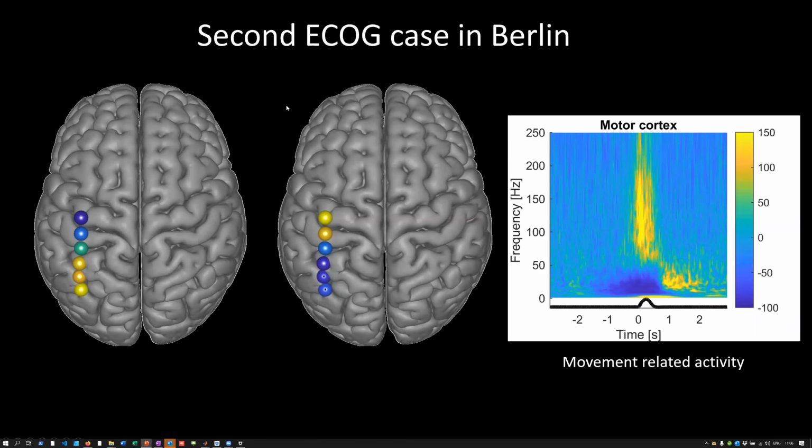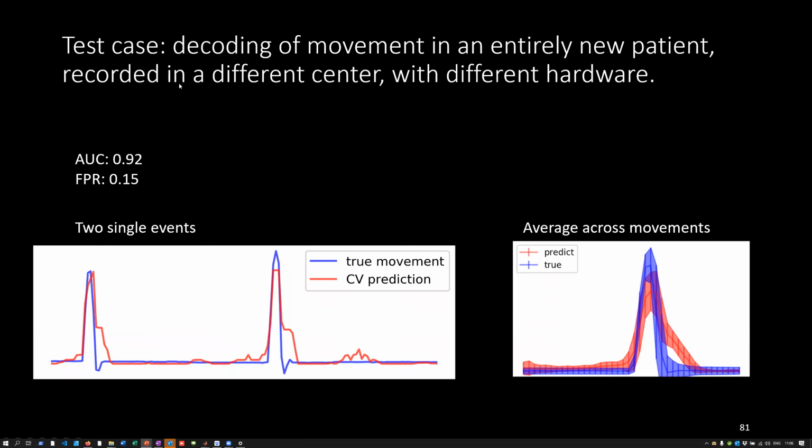And we have just started doing ECOG during DBS operations, and we can identify connectivity measures and specific aspects of the activity with relation to movement. And it also gave us the opportunity to test Timon's models on decoding of movement in an entirely new patient, recorded in a different center with different hardware. So the model was trained on Mark's data from the US, 16 PD patients in the operation room, and was tested here and validated on a patient from Berlin.